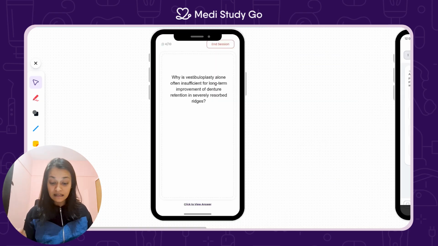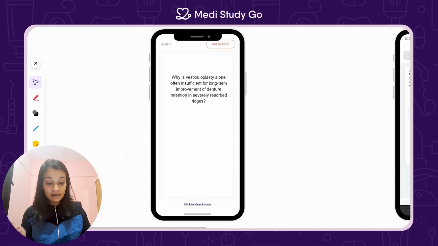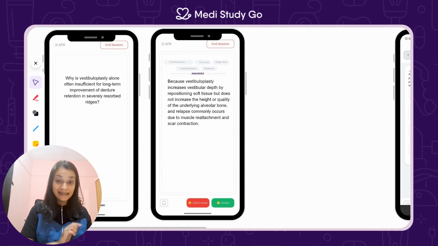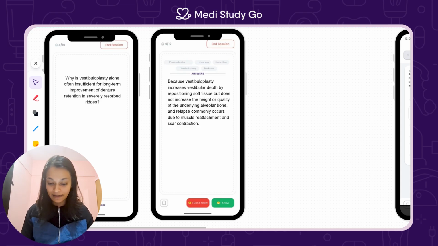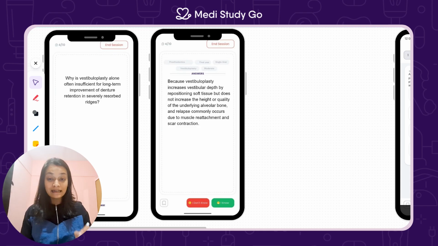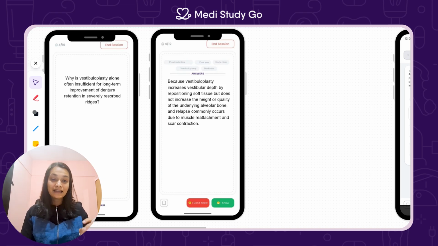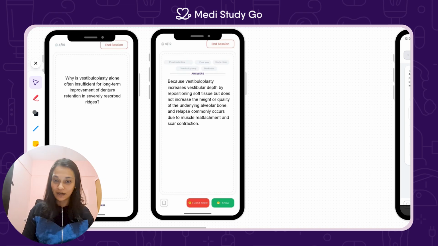Why is vestibuloplasty alone often insufficient for long-term improvement of denture retention in severely resorbed ridge? So one hint is that the ridges are severely resorbed. Now, if you guessed it that we would need ridge augmentation, you are correct. Because vestibuloplasty will increase the vestibular depth by repositioning the soft tissue, but the height will not increase. The hard tissue level remains the same. So if there has been resorption, you would also want hard tissue to increase in height, and hence ridge augmentation would be required.